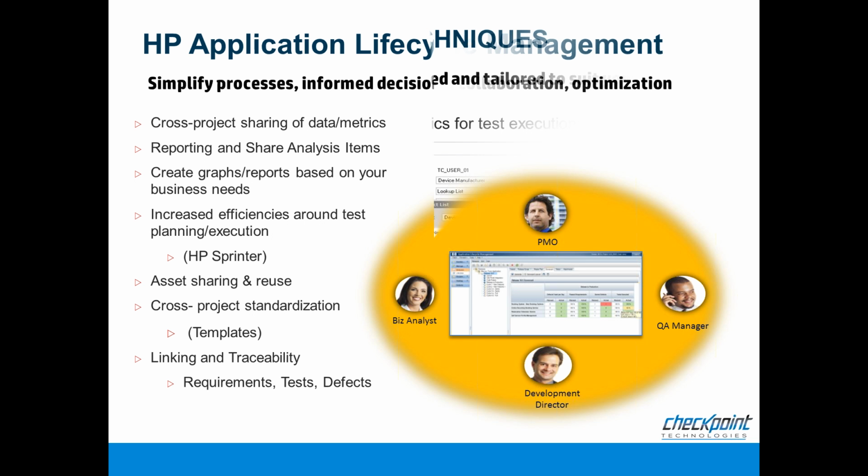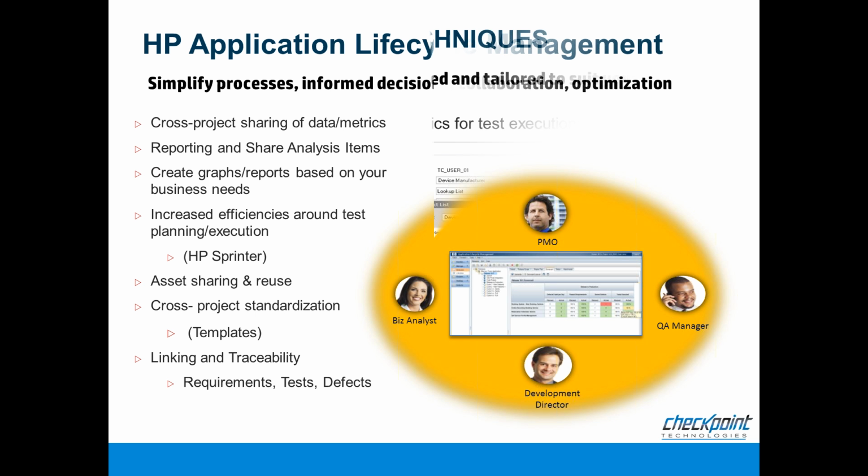So the newest versions of ALM provide cross-project sharing of data and metrics, including reporting, shared reports across multiple ALM projects, and these include graphs, of course. And also it shares assets. So if you have requirements and tests and defects that you can share among multiple projects, there's a way to do that in ALM now as well.